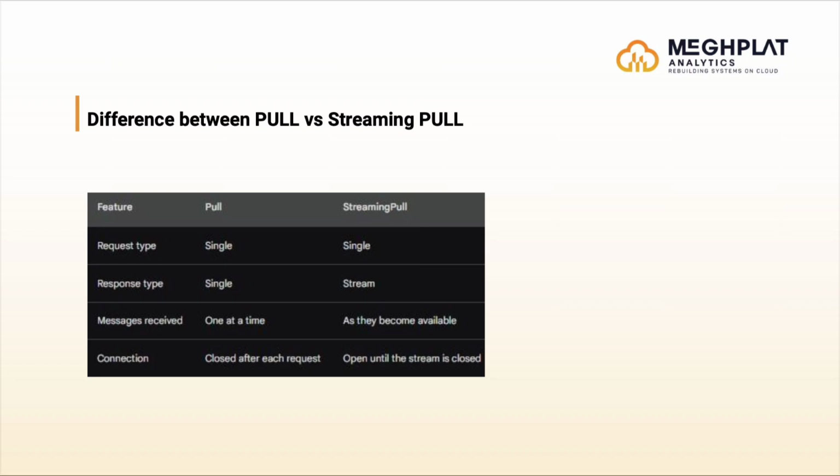If we talk about messages received, at a particular time only one message can be received by the subscriber using pull, but using streaming pull it can be many, until the quota has been exceeded. If we talk about the connection, with pull it is closed after each request, while with streaming pull it stays open and closes after the connection quota is exceeded, right? So this was the difference between pull and streaming pull. Actually, the best method for retrieving messages from a Pubsub server depends on the specific needs of the application, but majorly streaming pull is being used.